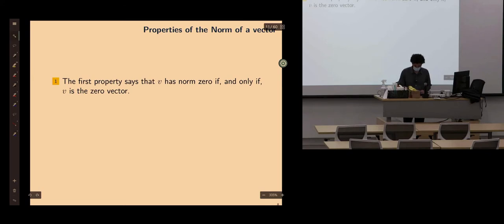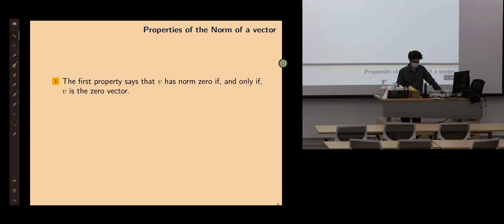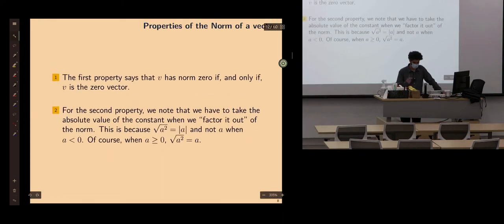So the first property was that the norm is 0 if and only if the vector is 0. The second one was saying that if we multiply our vector by a real number, the absolute value of that number comes out. And that's simply because the square root of alpha squared is, in fact, the absolute value of alpha, because alpha can be negative.